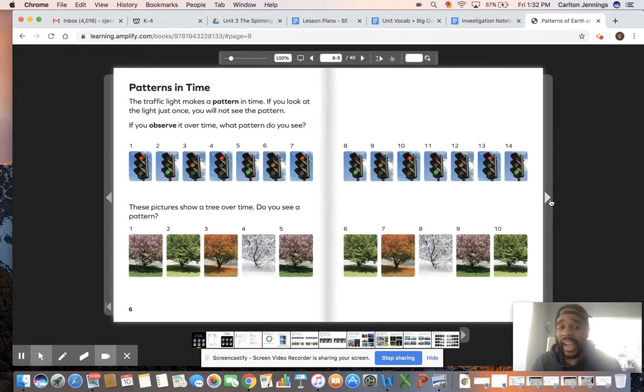So, patterns in time. The traffic light makes a pattern in time. If you look at the light just once, you will not see the pattern. If you observe it over time, what pattern do you see? So, I want you guys to take a quick look at the traffic lights here, 1 through 14, and you're going to look at it and find out what is that pattern.